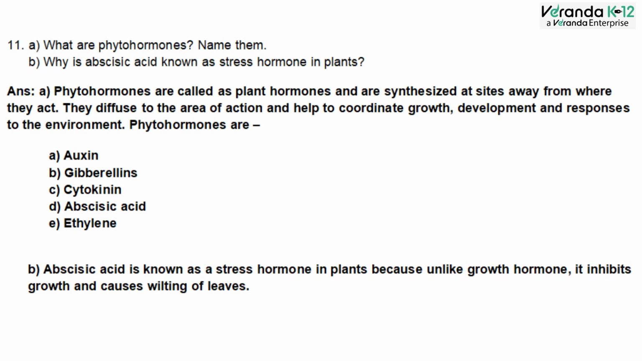B. Why is abscisic acid known as a stress hormone in plants? Answer is abscisic acid is known as a stress hormone in plants because, unlike the growth hormones, it inhibits growth and causes wilting of leaves.